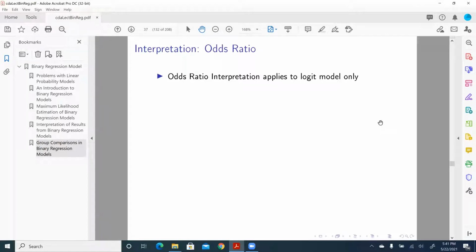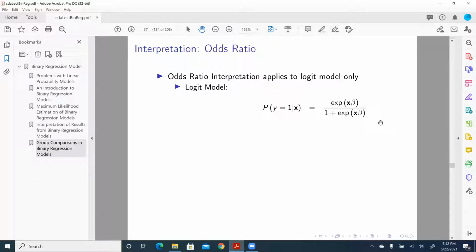Okay. So first is odds ratio. Odds ratio is, of course, a ratio measure, right? Remember that odds ratio interpretation only applies to a logit model. It does not apply to either a probit model or a third kind of binary regression model that I have not covered yet. It's called the C-log-log model, which I don't think we have time to get into in detail.